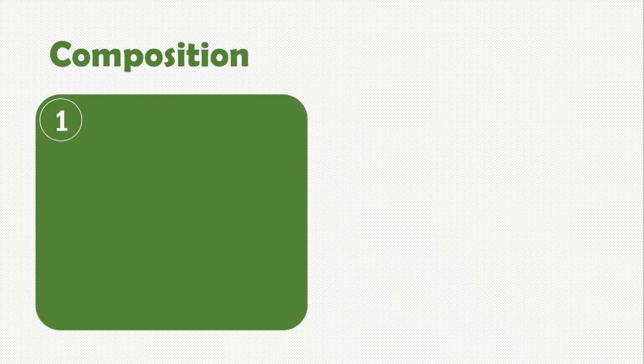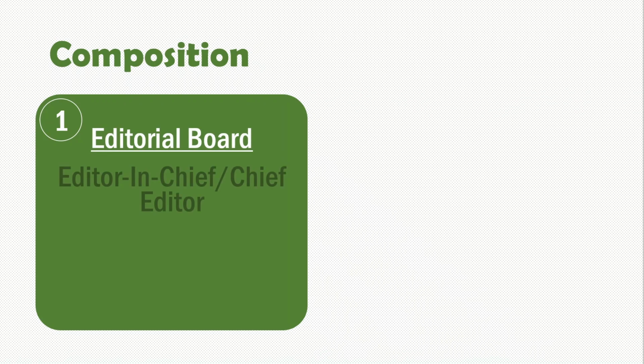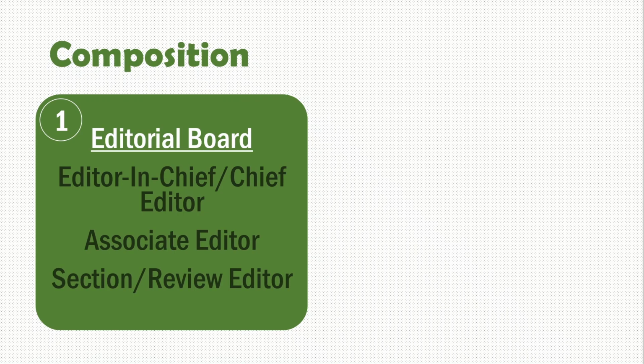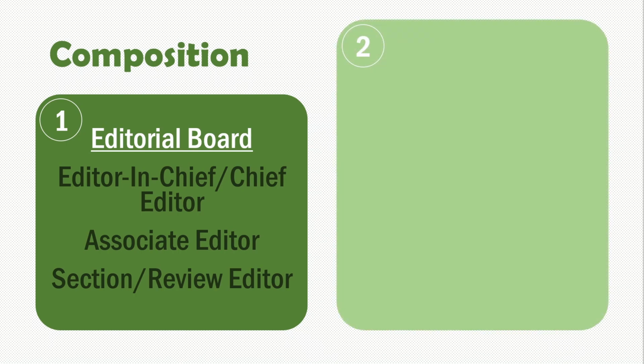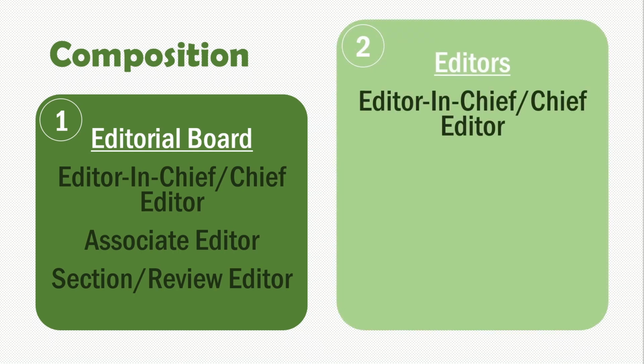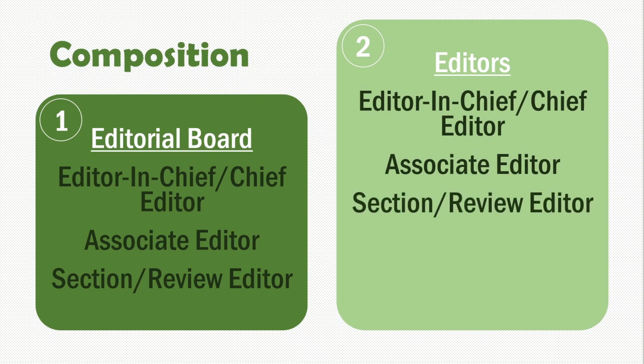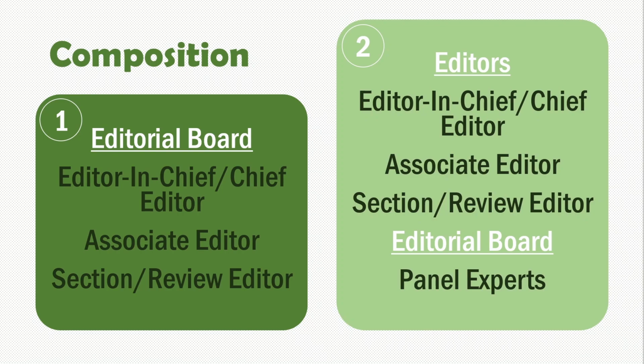The composition of the editors varies depending on the nature and aims of the journal. Usually, the team is called the editorial board, wherein there is a chief editor or editor-in-chief, associate editors, and section or review editors if the journal is divided into various fields or sections. In some cases, the editors, composed of the chief editor, associate editor, and section editor, are distinct from the editorial board, which is a panel of experts who serve as regular consultants and peer reviewers. The credibility of the journal is dependent on the editorial board, but the day-to-day management of the journal is the responsibility of the editors.